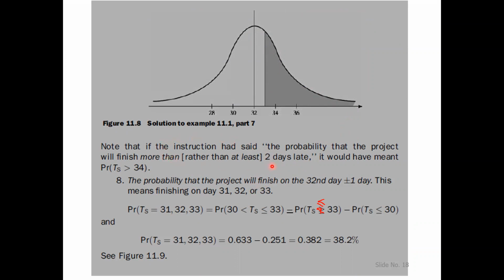Note that if the question had said the probability that the project will finish more than 2 days late, rather than at least 2 days late, it would have meant that TS is greater than 34. So we have to be mindful of the wording of the question.